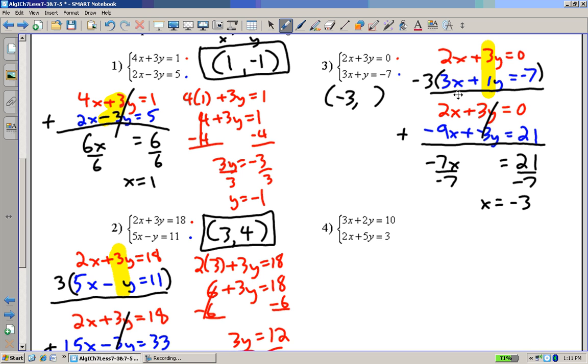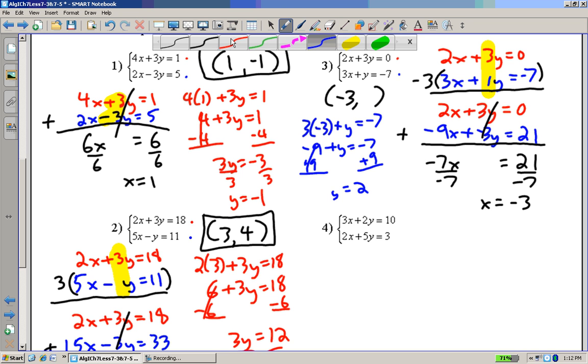Now it looks like probably the blue is going to be a little easier to me, but of course you could choose the red if you like. Let's plug it back into the blue. 3 times, instead of putting x, we're going to put the negative 3. That's negative 9 plus y equals negative 7. We're just going to add the opposite. We get y equals 2. So plug that back in, and there's my solution.